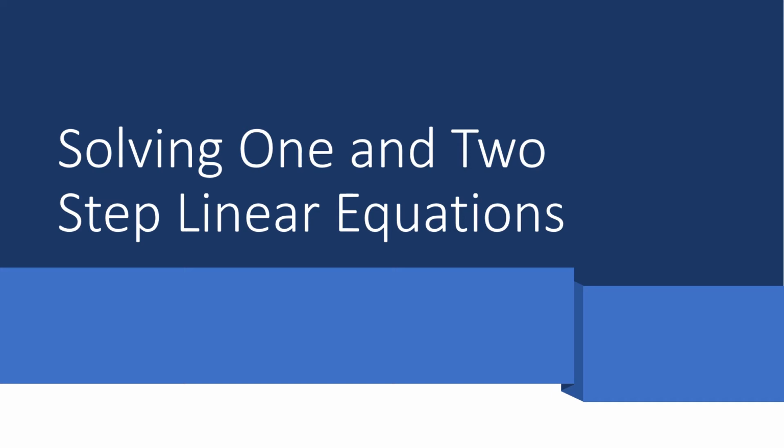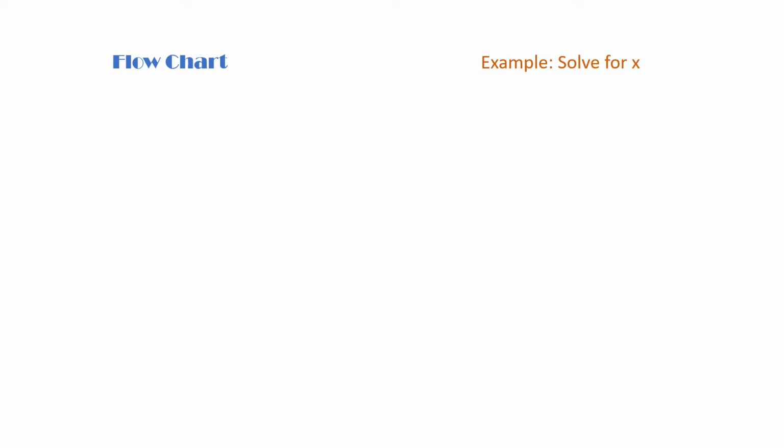In this lesson, we're going to solve some 1- and 2-step linear equations. Here's our first example, solve for x. So I'm going to put a flowchart in here to help us with the steps we need for solving a multi-step equation like this. So this one isn't a one-step, this one. What is the first step that you need to do here to solve for x?